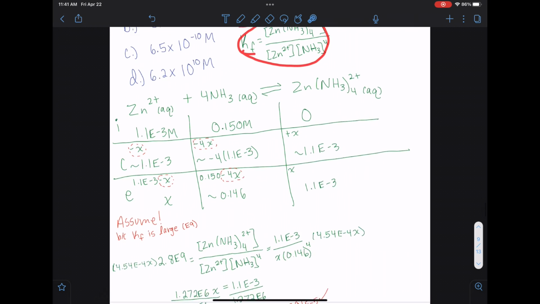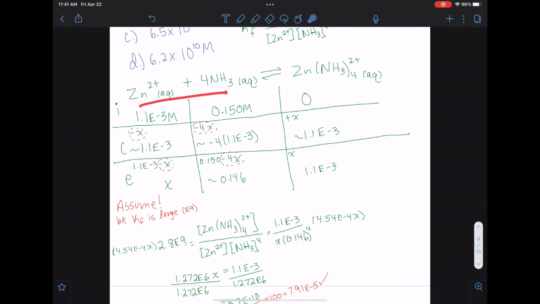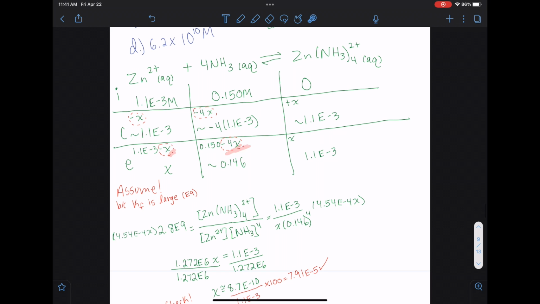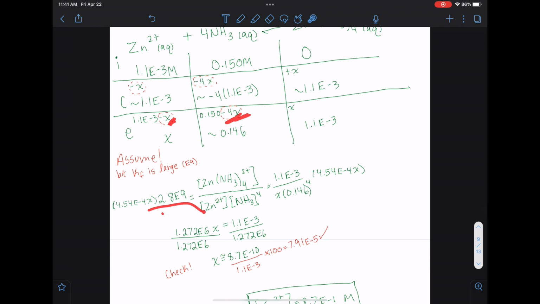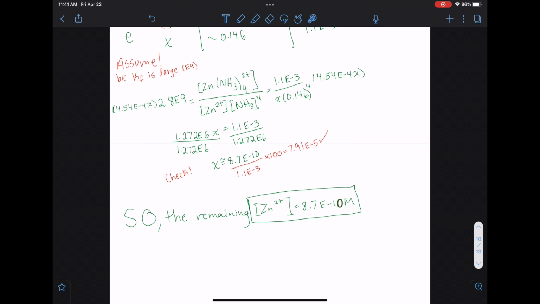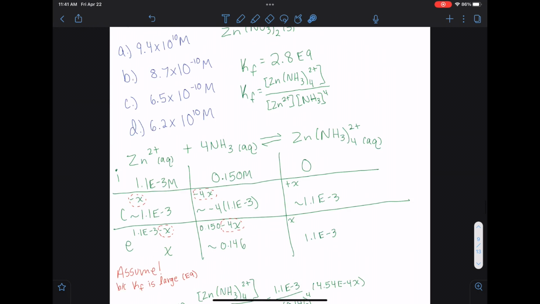You want to write the balanced equation up top over the ICE table. Then, again, you should have realized, hey, this Kf is pretty large. Let's try to assume and omit the x's. So we did that. Then we plugged it all in to our Kf that we figured out above. We solved for x, giving us 8.7, E negative 10. However, you must check. So we put it over the initial, multiplied by 100. We were good to go. The answer should be B.